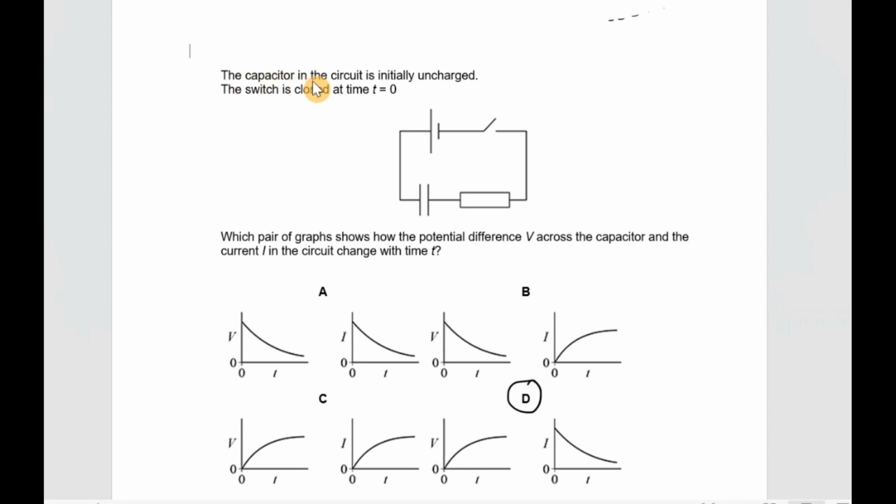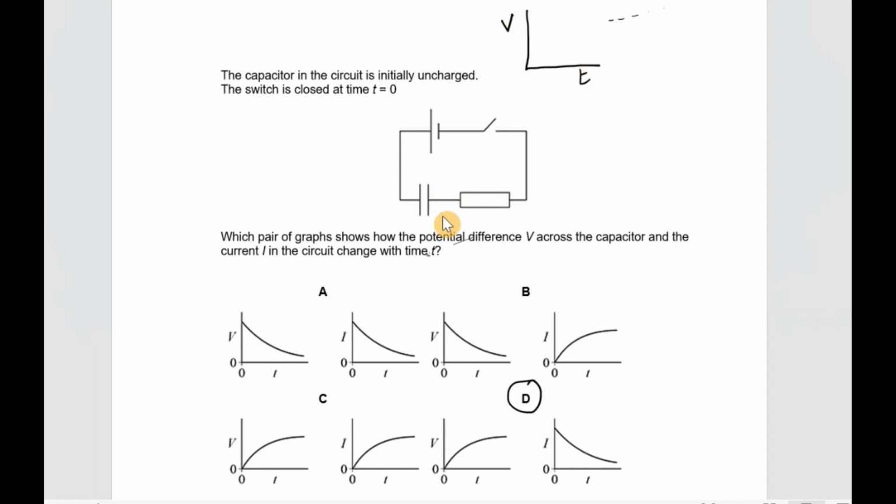So we've got a capacitor in the circuit, initially uncharged, and the switch is closed at time 0. Which pair of graphs shows how the potential difference V across the capacitor and the current in the circuit changes with time? So let's first of all think about what's happening with the potential difference, and let's think about what's actually happening with the capacitor.